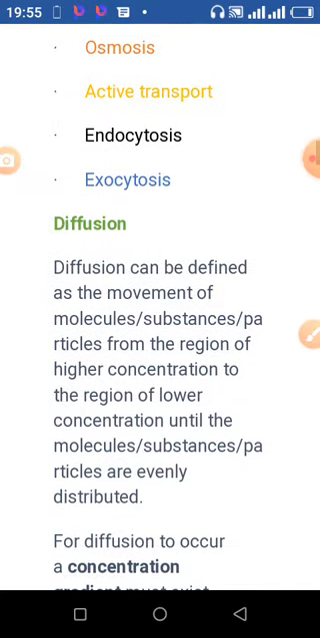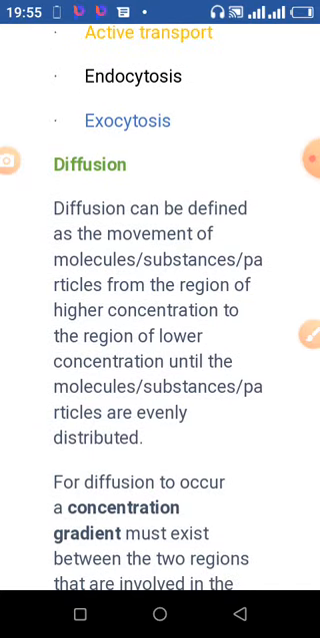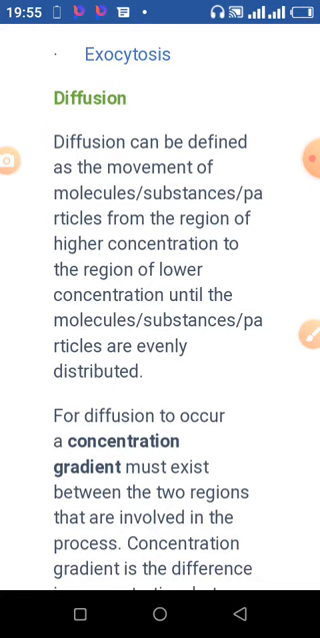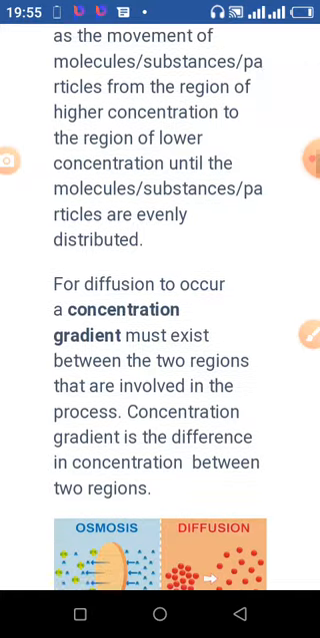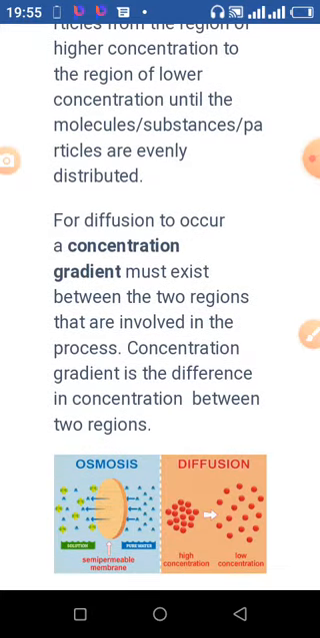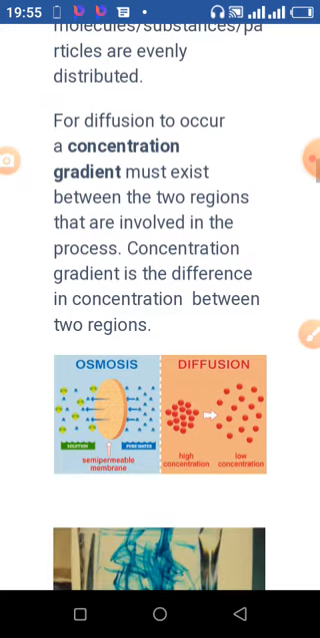Diffusion can be defined as the movement of molecules or substances or particles from the region of higher concentration to the region of lower concentration until the molecules or substances or particles are evenly distributed. For diffusion to occur, a concentration gradient must exist between the two regions involved in the process. A concentration gradient is a difference in concentration between two regions.